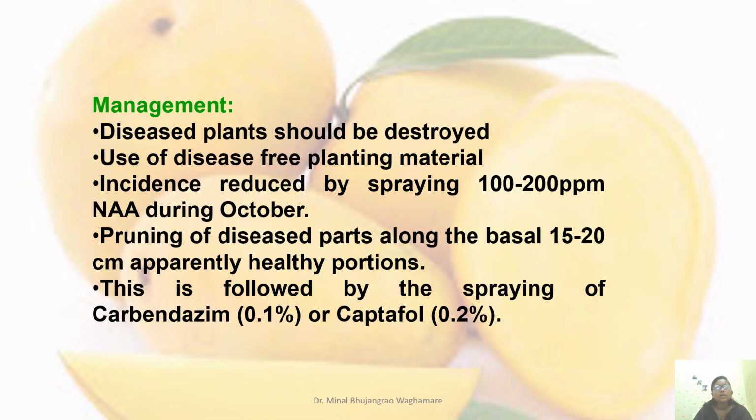Coming to the management, we can follow some cultural practices such as the diseased plant should be destroyed, that is nothing but field sanitation, and remove the plant debris. We should also use disease free planting material. There are different resistant varieties present for mango malformation. Very importantly, its incidence is reduced by spraying 100 to 200 ppm NAA during October. And one more important practice is pruning, that is removing the infected branches or twigs by cutting the branches below the infection site by 7 to 10 centimeter. Here I have mentioned 15 to 20 centimeter, which is also fine.